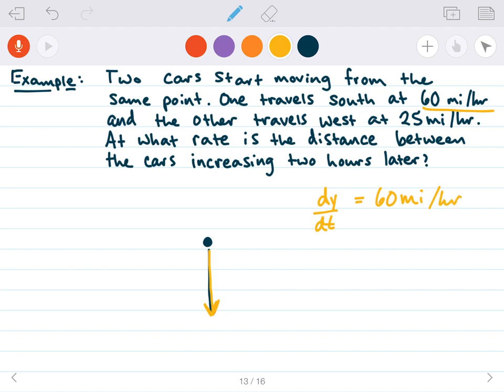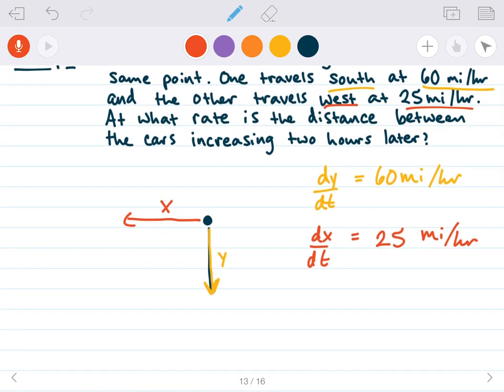And it's going south, so it's going directly down. The other one is traveling west at 25 miles per hour from that point. So that's going to be my x value. This is my y because it's vertical. And so my dx/dt is going to be 25 miles per hour. Then it says, at what rate is the distance between the cars increasing 2 hours later?